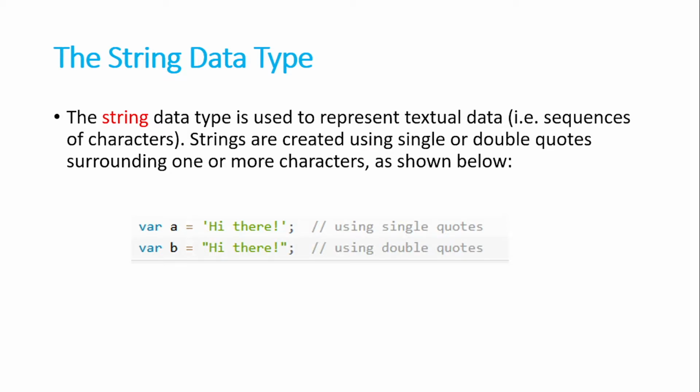The string data type. So what is a string data type? Basically, the string data type is used to represent textual data. It implies sequences of characters. Text means a sequence of characters.